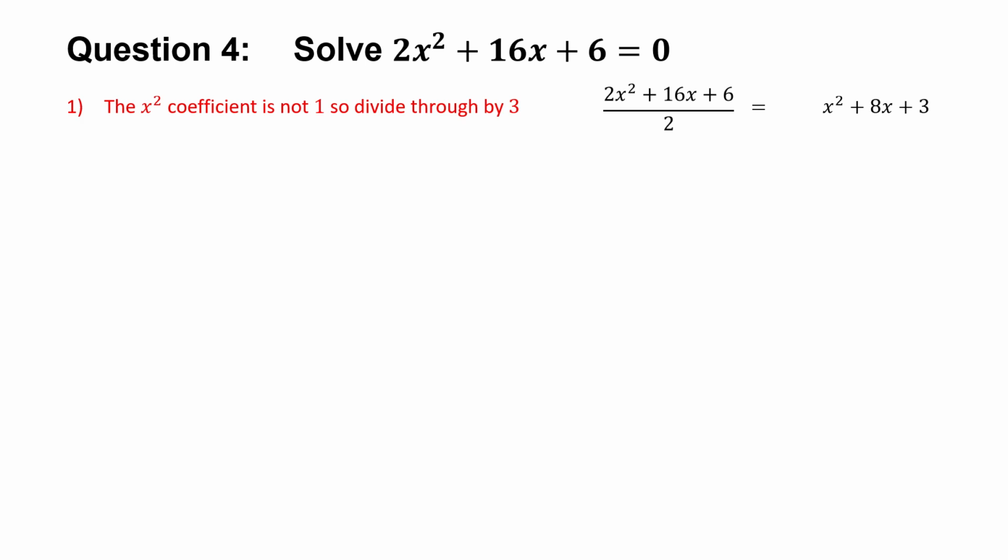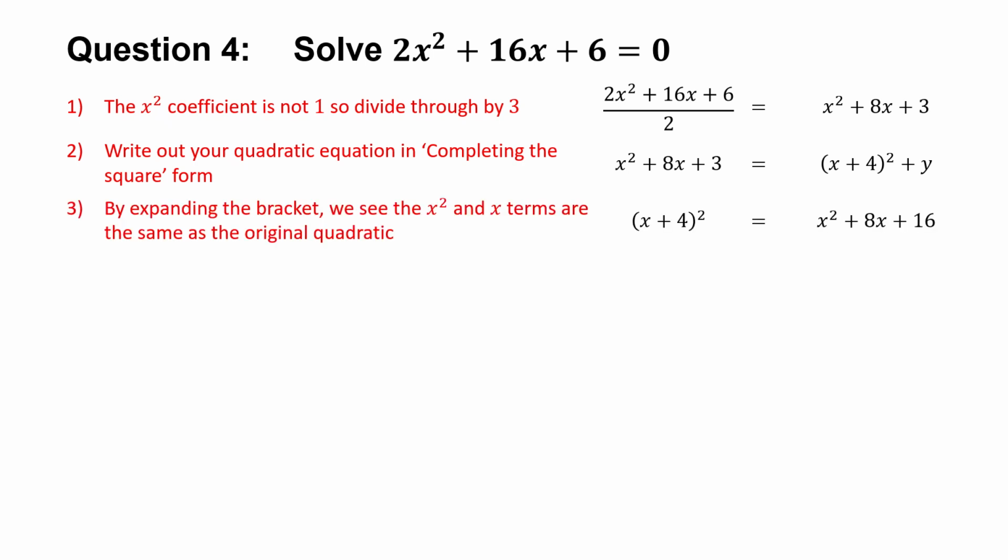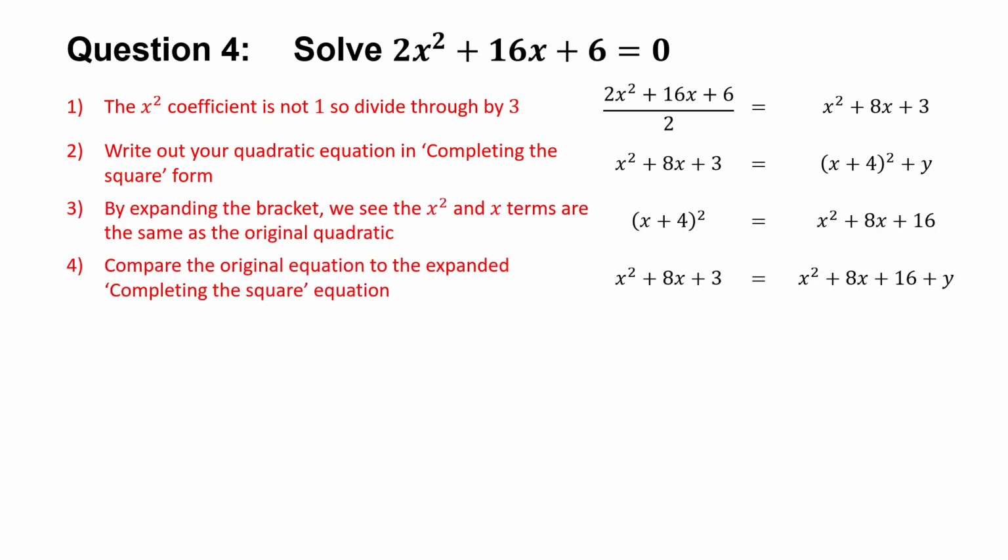So when we do this, we have x squared plus 8x plus 3. Now we can complete the square on this equation. So we're going to get that that is equal to (x plus 4) squared plus y. So we're going to expand the bracket. When we expand the bracket and then put this back into the right hand side in step 2, we get that x squared plus 8x plus 3 equals x squared plus 8x plus 16 plus y.